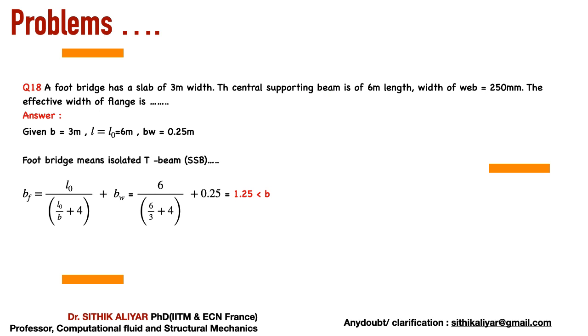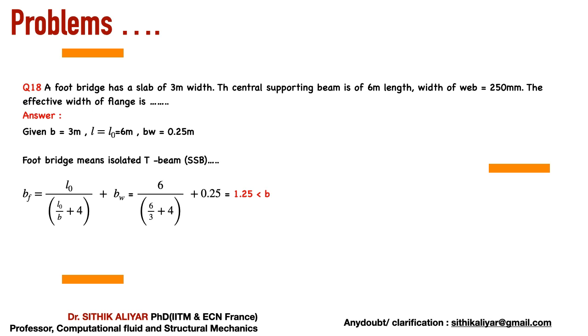I will show some examples. So question number 18, consider this question number. We are continuing the questions from session 1, chapter 1. So far we have solved around 17 problems up to the previous lecture. So from now it is question number 18. There is a footbridge. The slab width of the footbridge is around 3 meter, and the center to center supporting central beam is of 6 meter length.